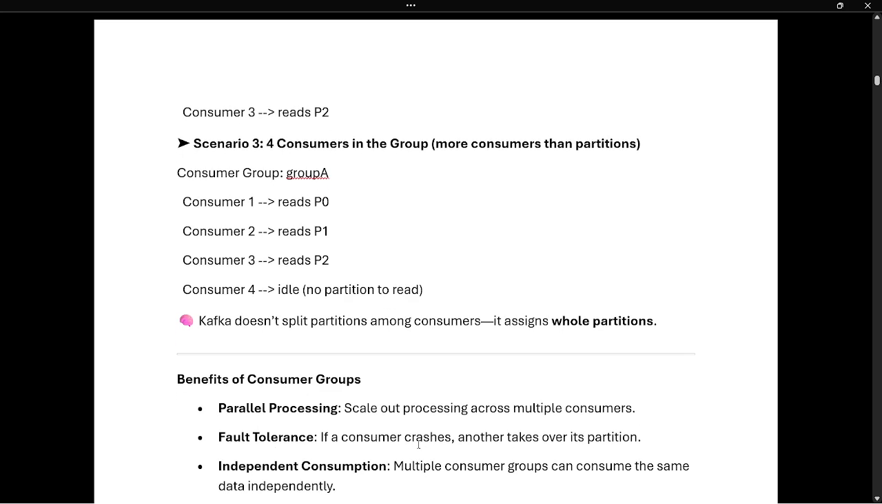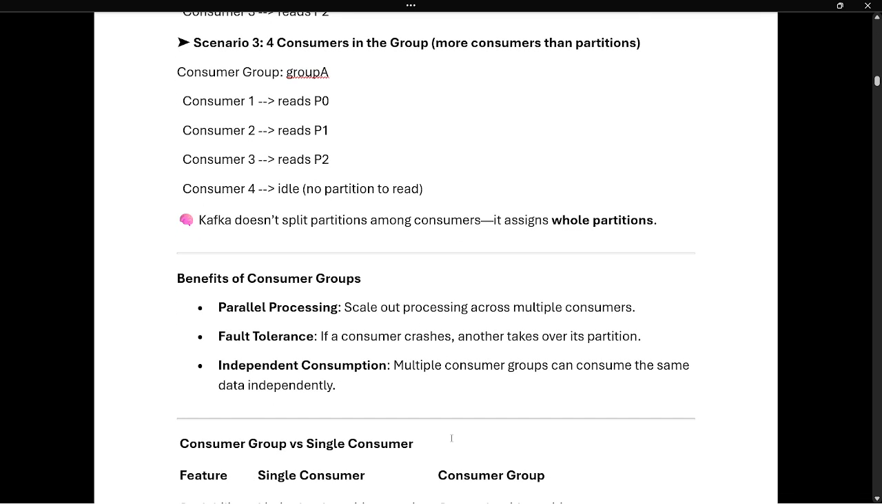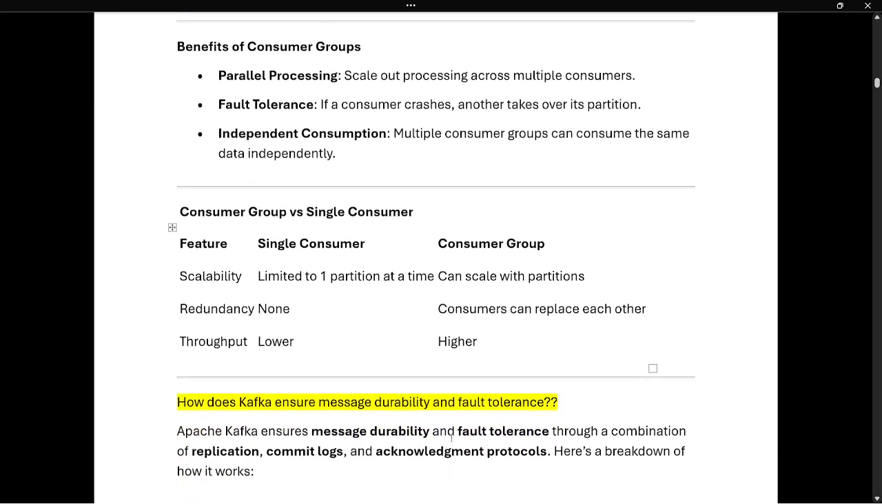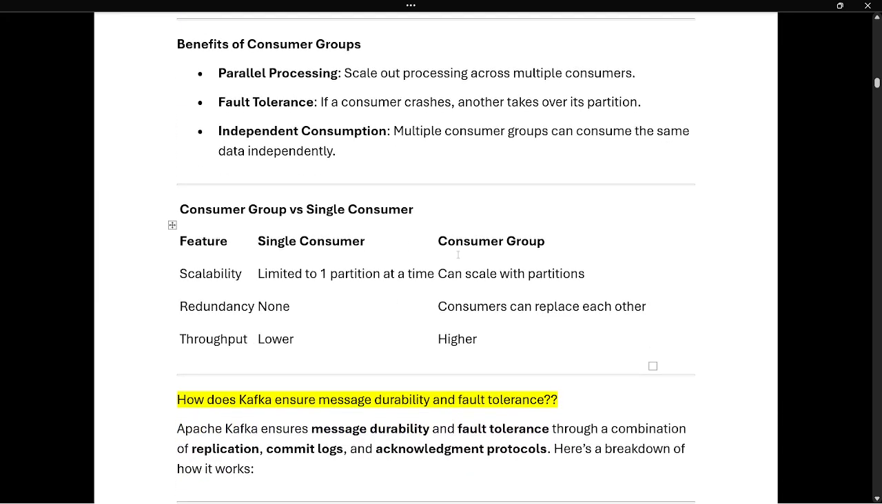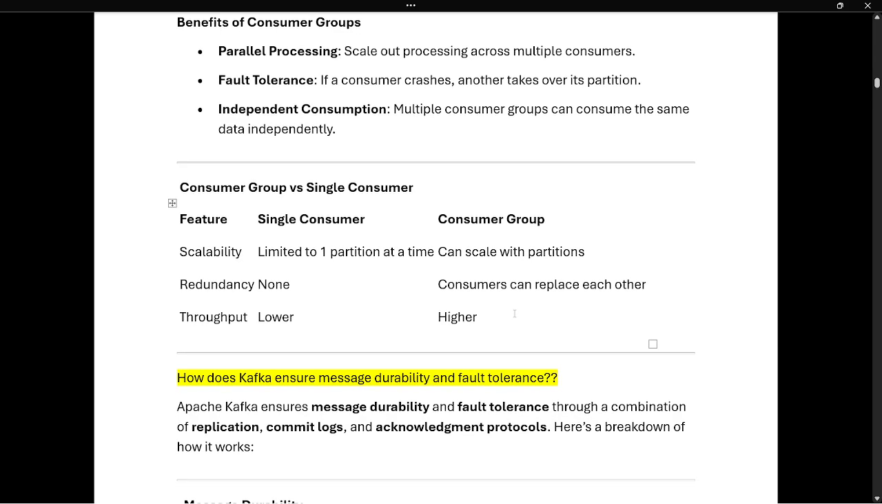So what is the benefit of a consumer group? It is basically used for parallel processing, fault tolerance, and independent consumption. Okay, so we will see the consumer group versus single consumer here. This PPT is itself self-explanatory. It is written in such a way that, after reading it, if you have a basic idea about Kafka, you will understand the questions and explanation.